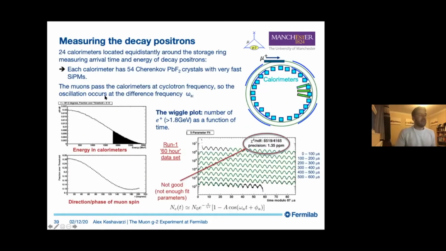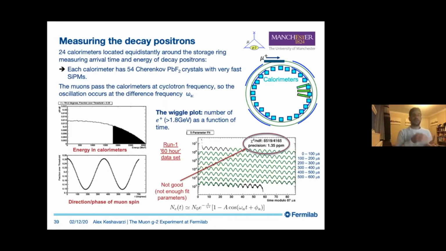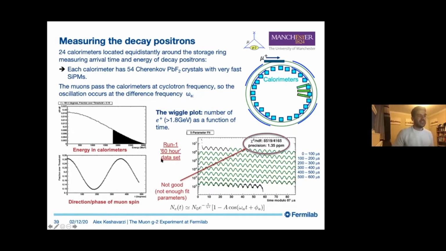Now, measuring the positrons. I said to you before that we have calorimeters, and that the muons go around this ring, and the energy distribution modulates the anomalous precession frequency. So what happens is when the positrons go into the calorimeters, there are lead fluoride crystals. The positrons hit those, that produces Cherenkov light, which is then picked up by silicon photomultipliers, and we get a time and energy distribution of the positrons, and that modulates, as you can see, this is the energy in the calorimeters, and it modulates at the spin precession frequency.